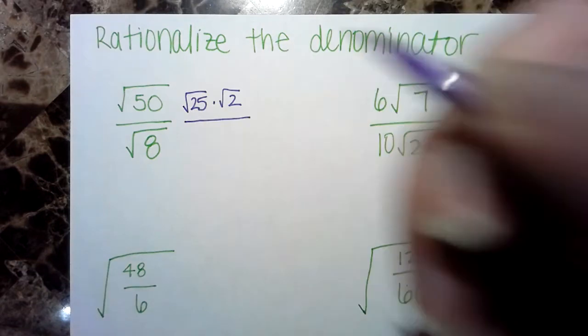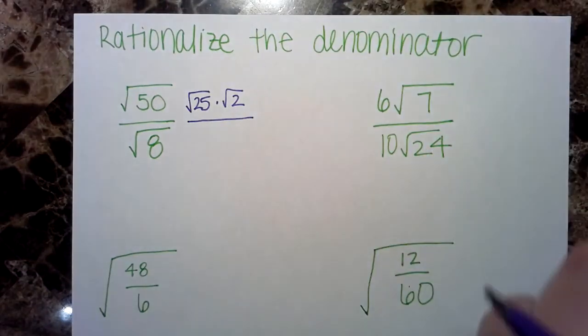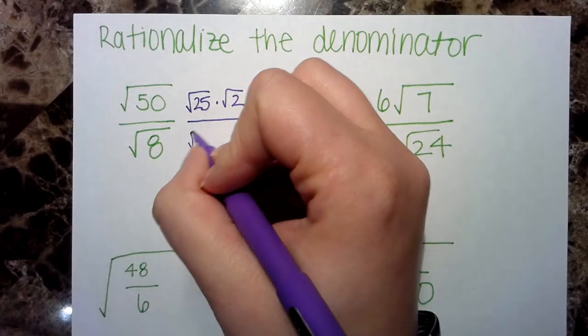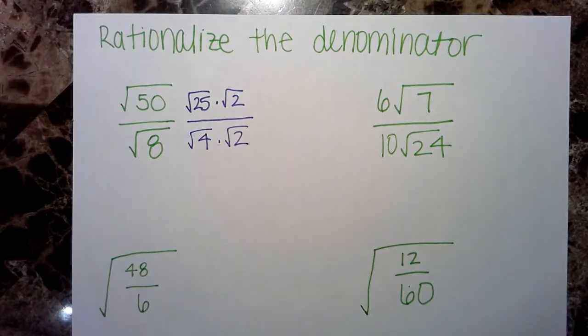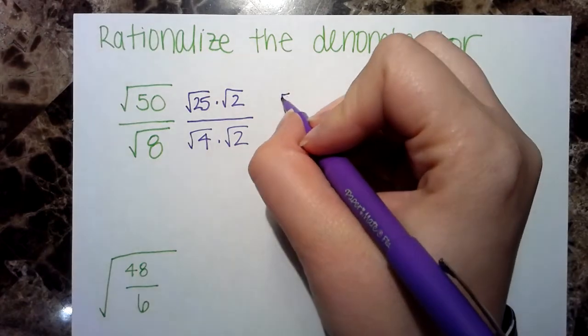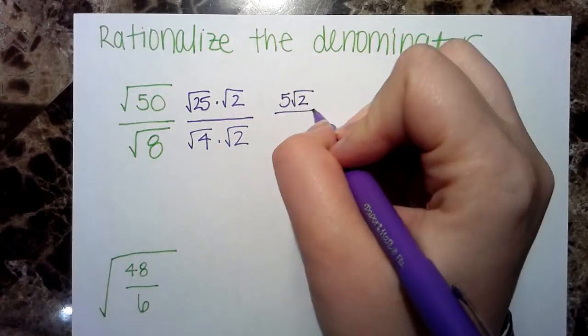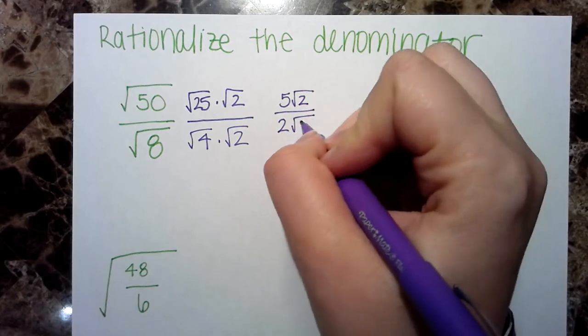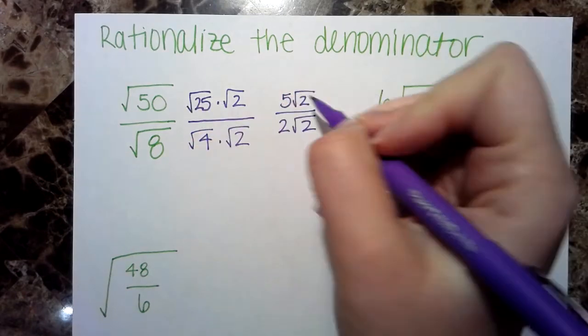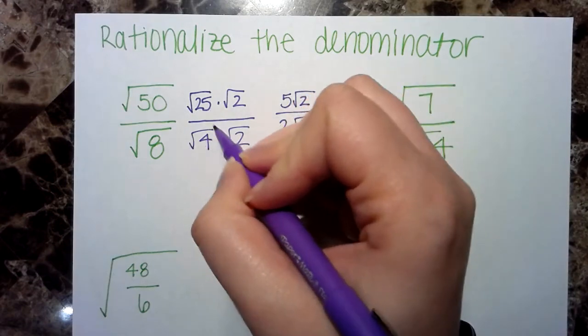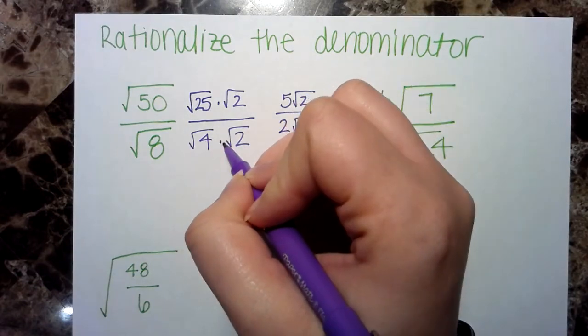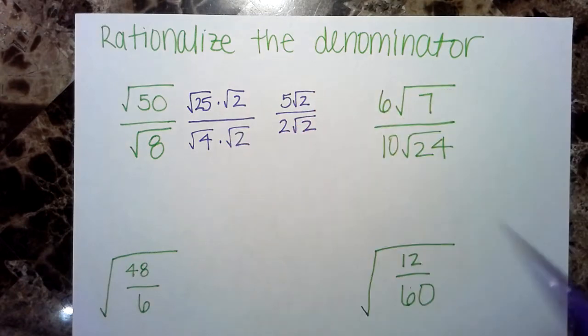And then I also can simplify the square root of 8. The greatest perfect square value I can take out is 4. So it's going to be the square root of 4 times the square root of 2. What that's going to do is simplify this to 5 square root 2 over 2 square root 2, because the square root of 25 is 5. You keep the square root of 2 underneath the radical. Square root of 4 is 2 times the square root of 2. You're going to keep that underneath the radical.